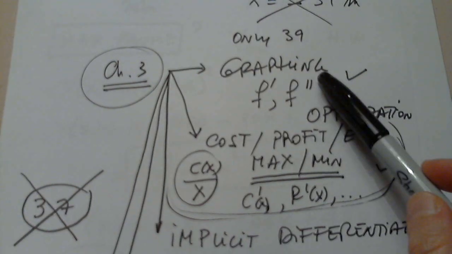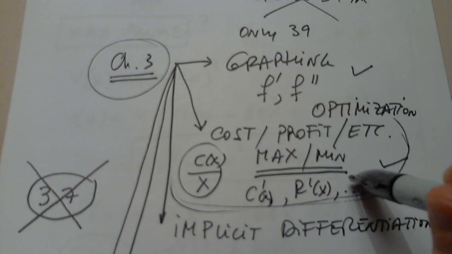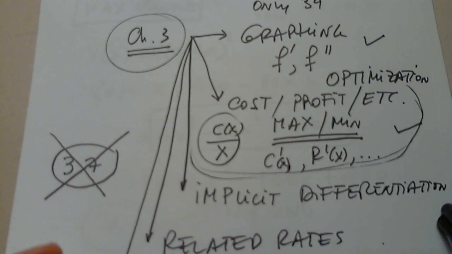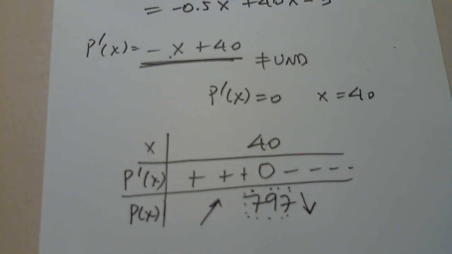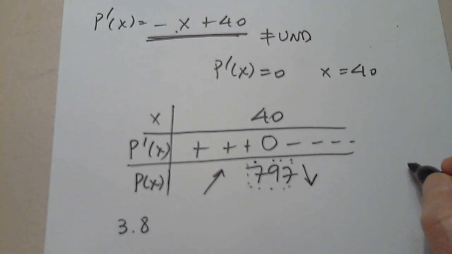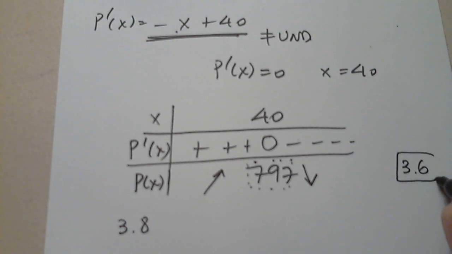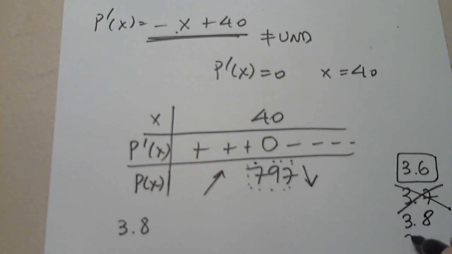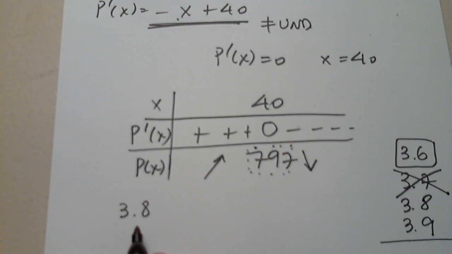So, graphing, max min. Now let's continue with implicit differentiation. Let's see what this means. Implicit differentiation is in section 3.8. I skipped for now 3.6. We're going to come back to it, but 3.7 is not part of this course. So we have to look at 3.8 and 3.9, and that will be the end of chapter 3. So now we are looking at 3.8.